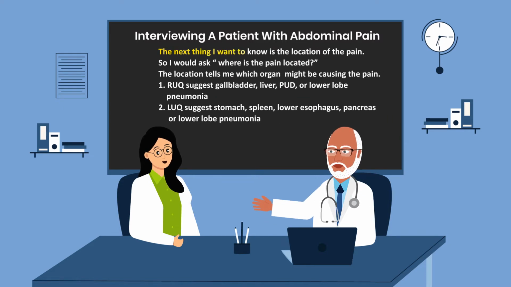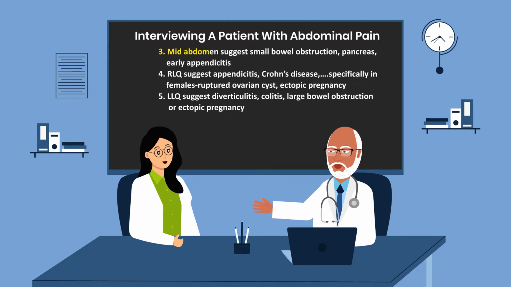The next thing I want to know is the location of the pain. So I would ask, where is the pain located? The location tells me which organ might be causing the pain. Right upper quadrant suggests gallbladder, liver, peptic ulcer disease, or lower lobe pneumonia. Left upper quadrant suggests stomach, spleen, lower esophagus, pancreas, or lower lobe pneumonia. Mid-abdomen suggests small bowel obstruction, pancreas, or early appendicitis.